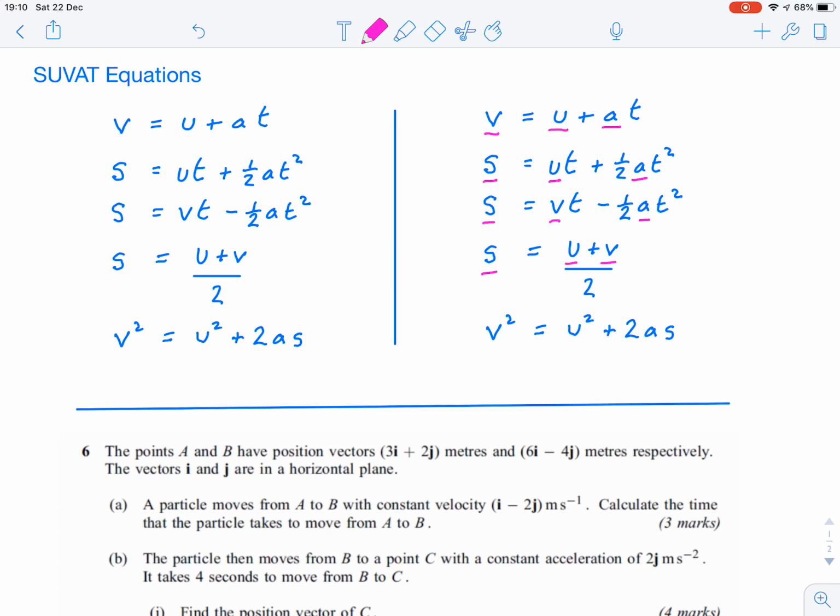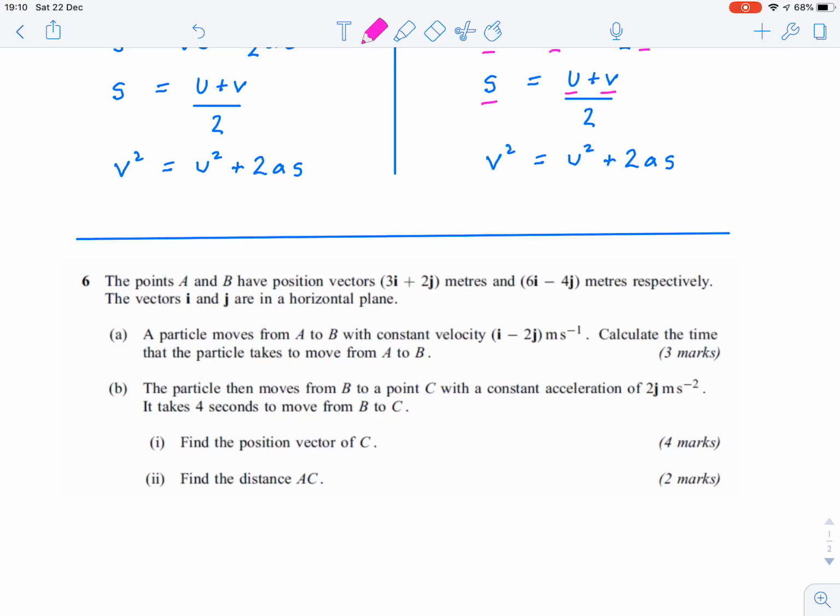And that's because v squared isn't a vector. V squared is the speed squared, and so we're not looking at vector quantities. We can still use it in 2 dimensions, but you need to be looking at the speed squared in both the case of v squared and u squared. You need to be looking at the magnitude of the acceleration and the magnitude of the displacement. Now let's put these to good use.